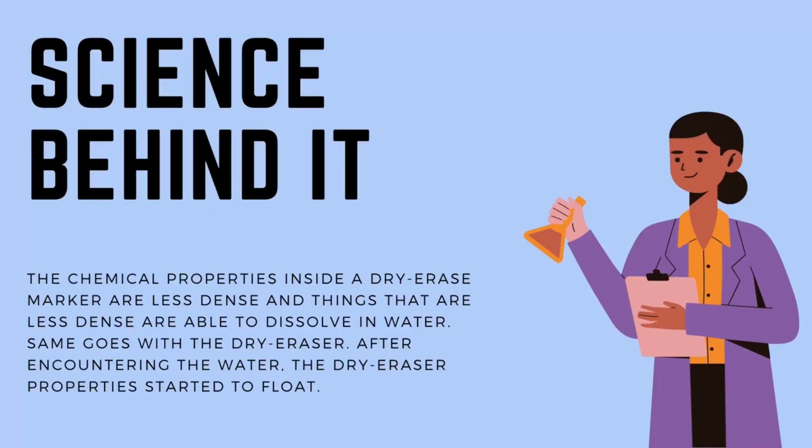Let's talk about the science behind this experiment. The chemical properties inside a dry erase marker are less dense, and things that are less dense are able to float on water. Same goes with the dry erase marker. After encountering the water, the dry erase ink started to float because it has a lower density than water.